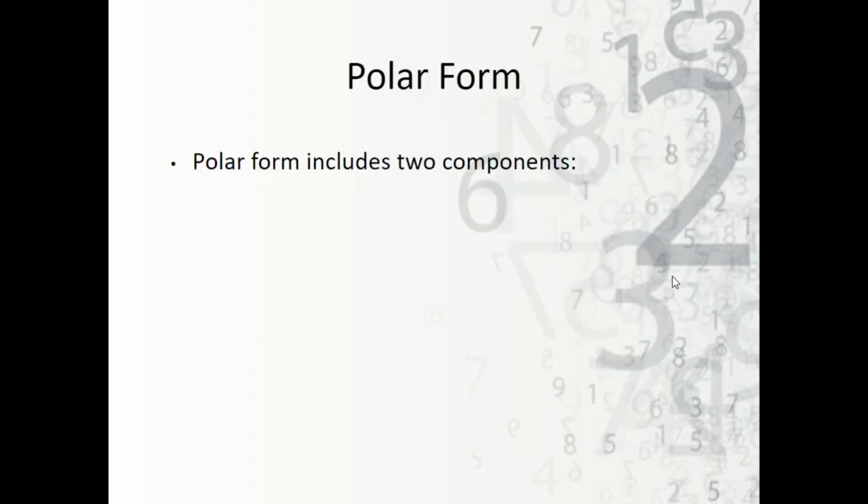Now, polar form includes 2 components. The r value, which is the radius. Basically, we're looking at the distance from the center of the Argand diagram to the point that we've created. So that's the radius. And then the second part is the direction. So how far did we turn? Where did we rotate on the Argand diagram to get there?